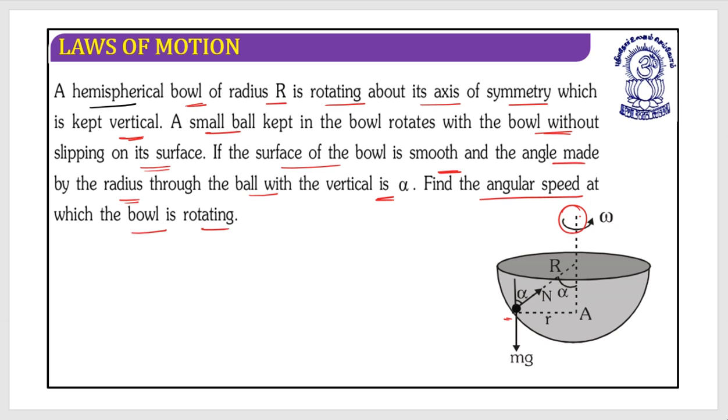Go through the data one more time. If you have a query with this, go with the data. It says this bowl is rotating with omega, and it has a radius capital R. A ball is kept over there, and the surface is smooth, which means no friction is available, and you need to find out the angular speed with which the bowl is rotating. So what should I do?